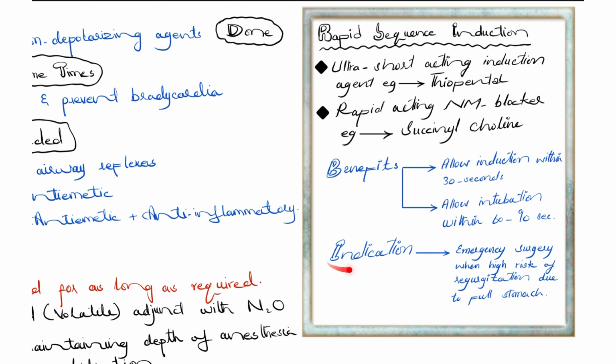And when do you use it? In emergency situations when there is high risk of regurgitation or high risk of Mendelson syndrome or aspiration pneumonia, because the stomach is full and there is a high chance of regurgitation. Why? Because the patient has not had time to be kept NPO.